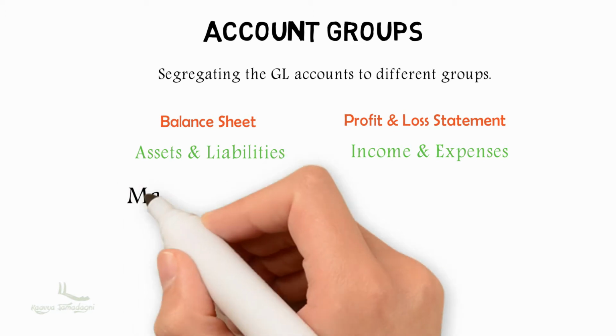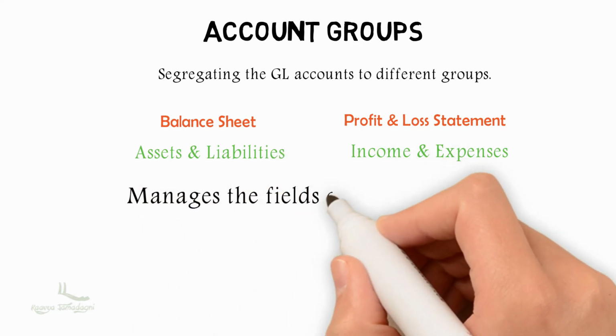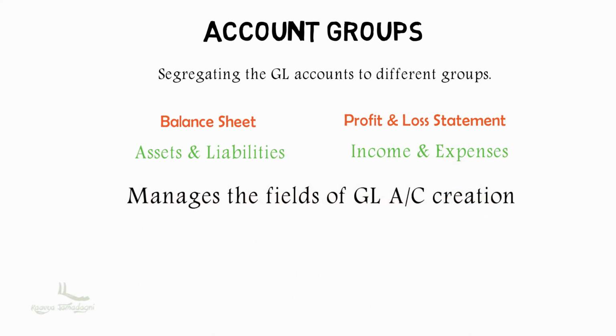Account groups have one more important feature. What is that? It manages the fields of GL creation. But as learned earlier, field status group always manages the fields of GL posting, whereas the account group always manages the fields of GL creation.